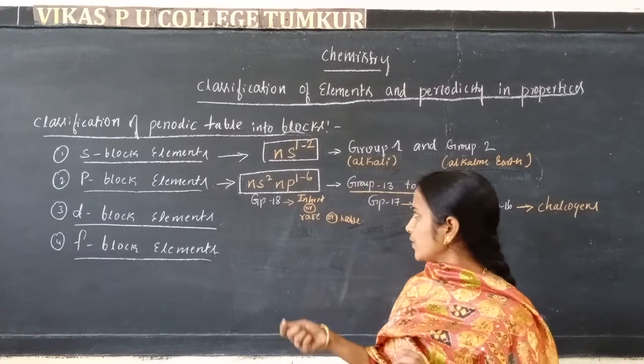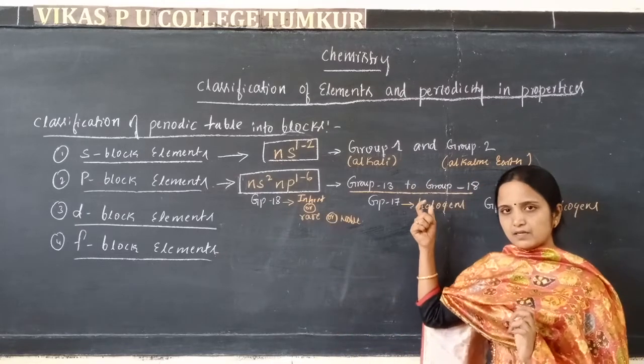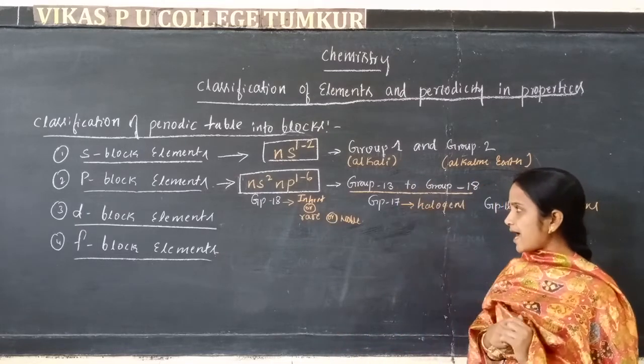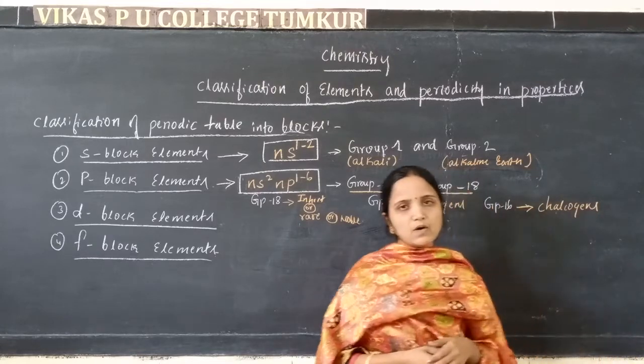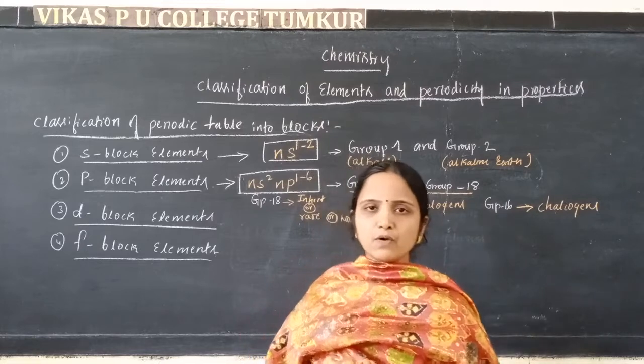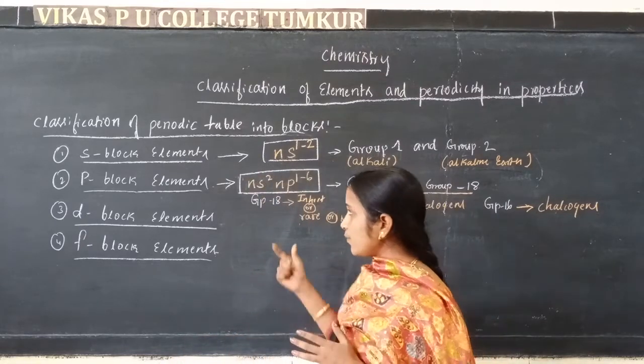Because of the low reactivity, it's called as inert gases. Because of the salt forming, that's why it's called as halogens. Because of the ore forming, it's called as chalcogens.